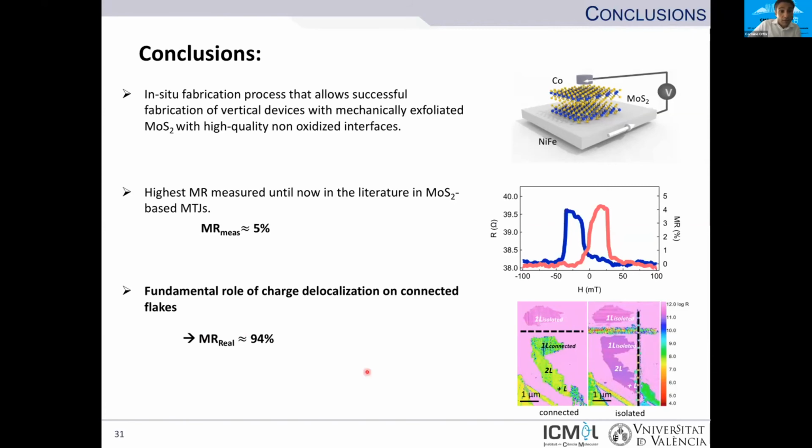Thank you very much, Marta, for the very interesting talk. We have time for one, maybe two questions. There is a question by Francesco. He asked how thick was the TMD flake, and how did you check that the transport was actually tunneling?